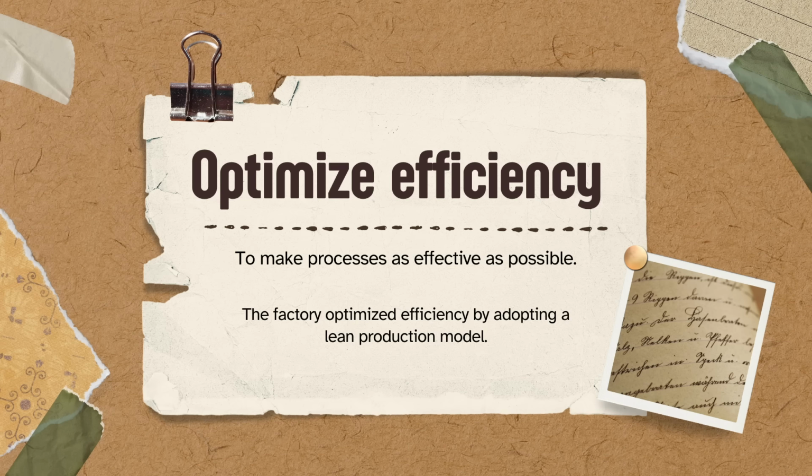Example 2, the factory optimized efficiency by adopting a lean production model. Lean meaning probably nice and slender and not much waste on it. It's lean. Here, the factory introduced a new method of production probably that reduced waste, maybe streamlined workflows, and this change helped the factory produce more items in less time and at a lower cost, so it optimized efficiency.